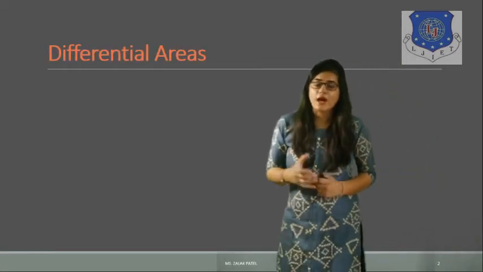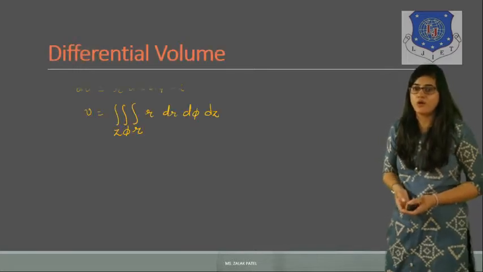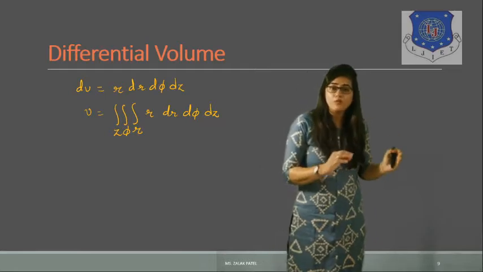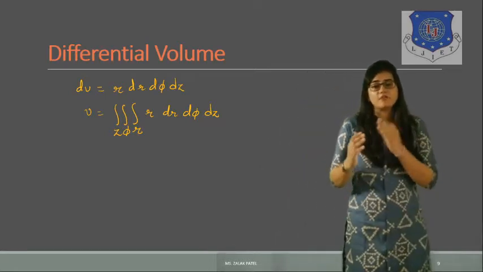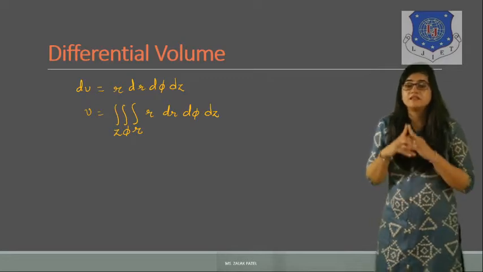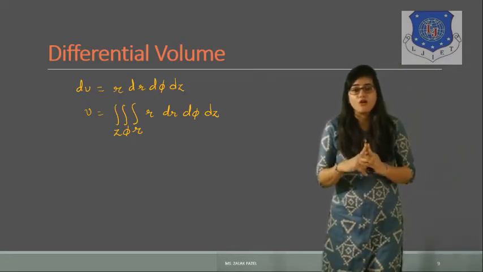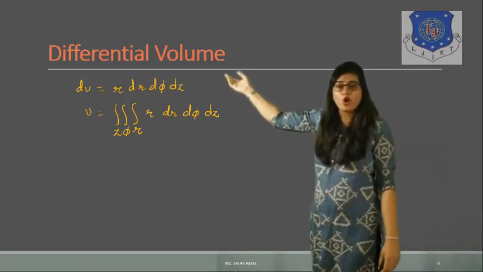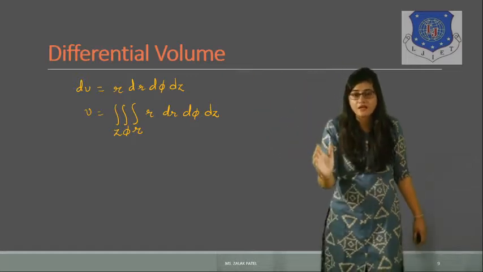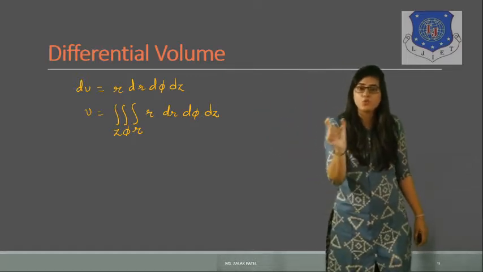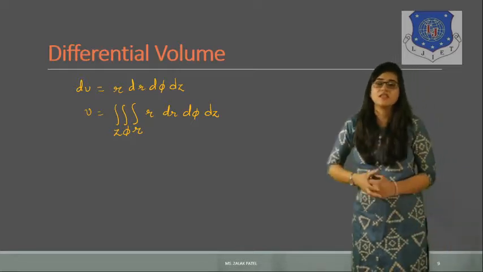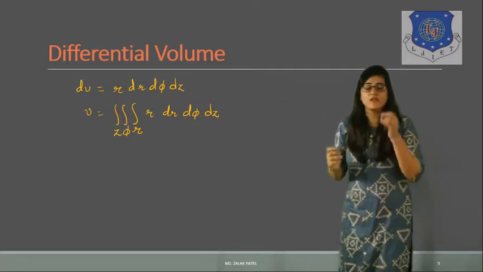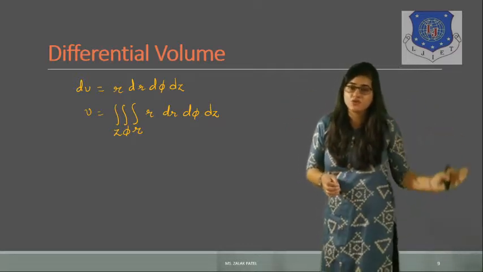First of all, for the cylindrical system, let's talk about the differential volume. Differential volume has the unit meter cube, which means you have to multiply meter into meter, the multiplication of three different differential lengths: dr, the first differential length, into r d phi, the second differential length, into dz, the third differential length. That is, dr into r d phi into dz.